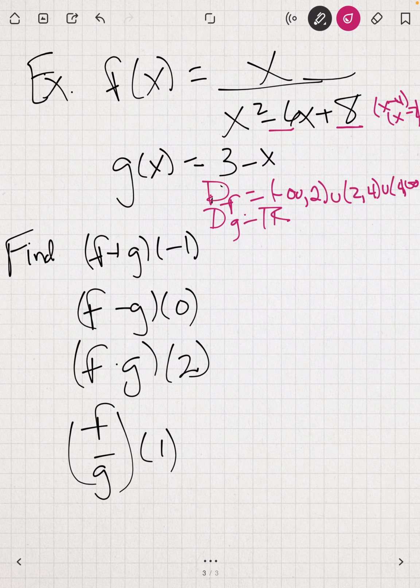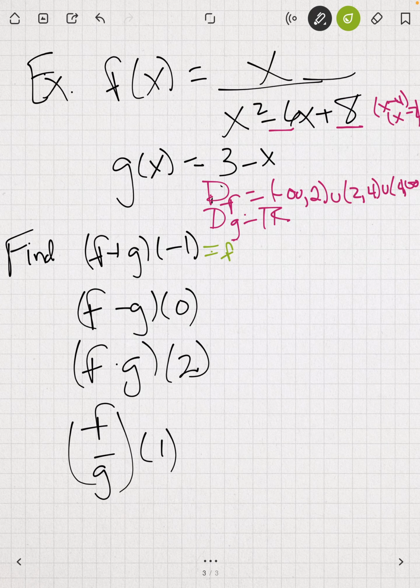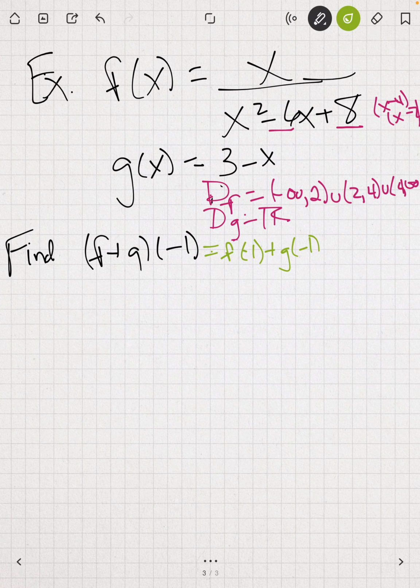So we know automatically that we can evaluate our functions when x equals 2 or when x equals 4. So f plus g of negative 1, well, that's f of negative 1 plus g of negative 1. Let me pick a different color. And actually, I'm going to remove these because I think we're going to run out of space.